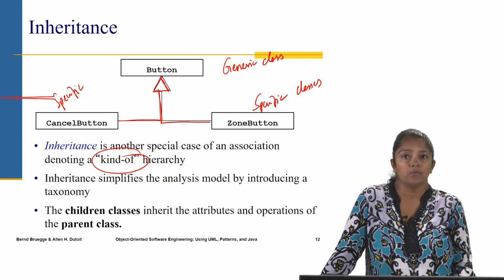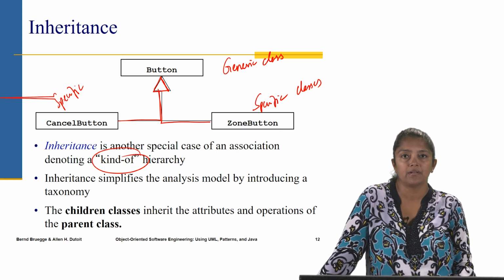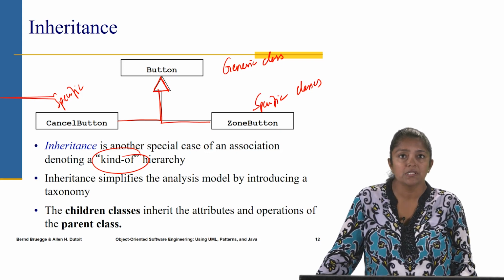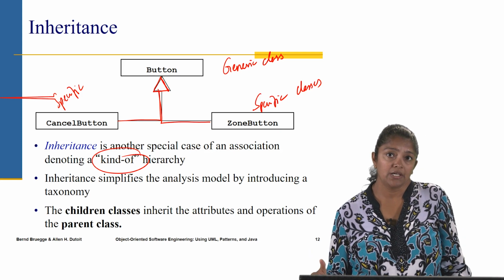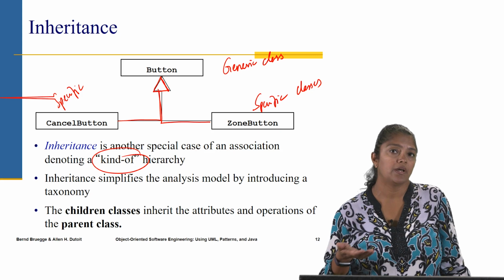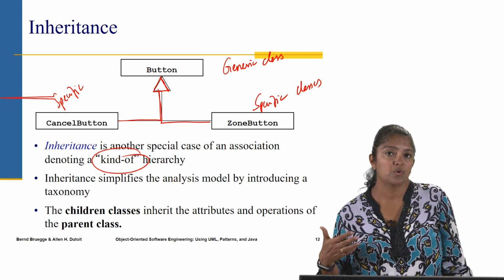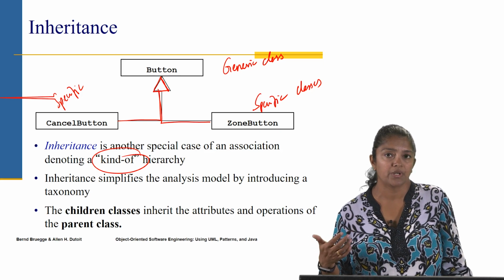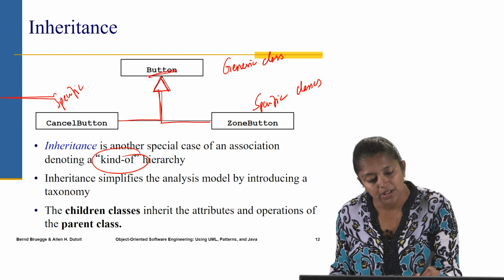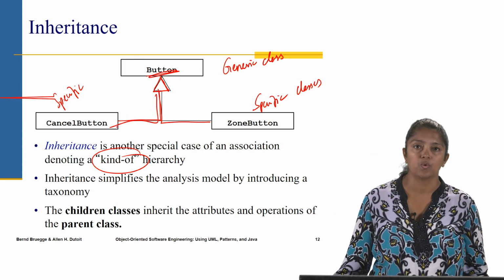Now also, the child classes inherit all of the attributes and the operations of the parent class. What that means is, when we are providing detailed design for the child classes, we don't have to repeat the attributes that are already there in the parent class. It's only the specialized attributes, or the more specific new attributes and new operations, that need to be specified. Everything else that's there in button is automatically inherited in cancel and zone button.